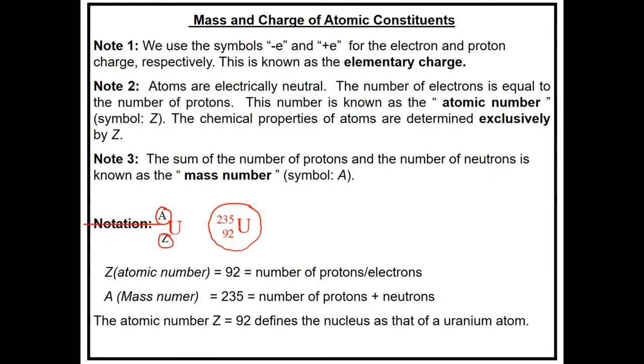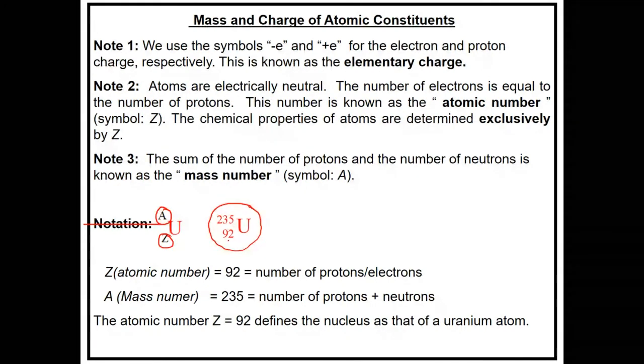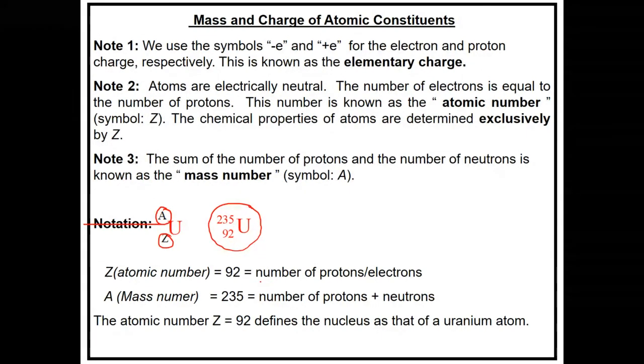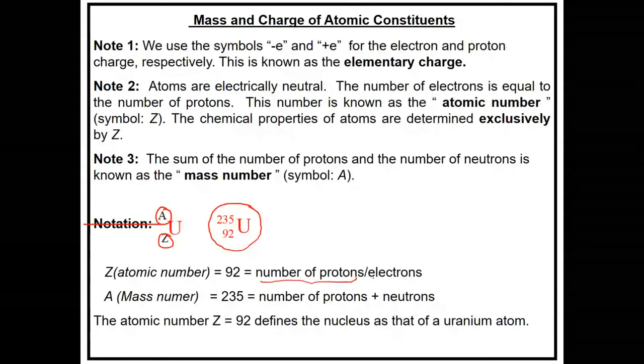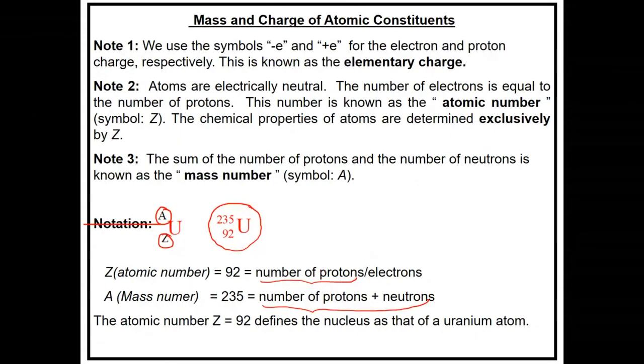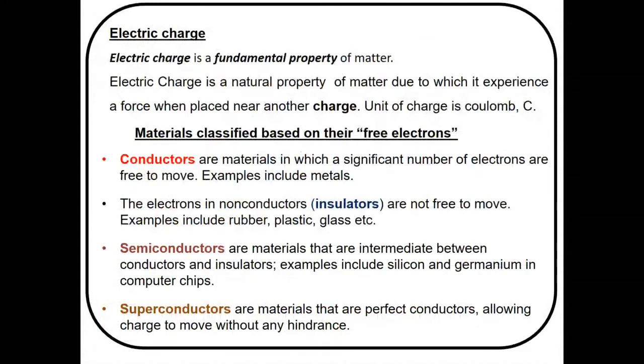If you take the uranium atom, 235 is the mass number and 92 is the atomic number. What is atomic number? Atomic number is the number of protons or electrons. But mass number is the number of protons plus neutrons. These are some basic information we already studied in our chemistry. Am I right? We are not going to ask any question from this, but anyhow, when you study the concept of charge, this is the information which is needed.